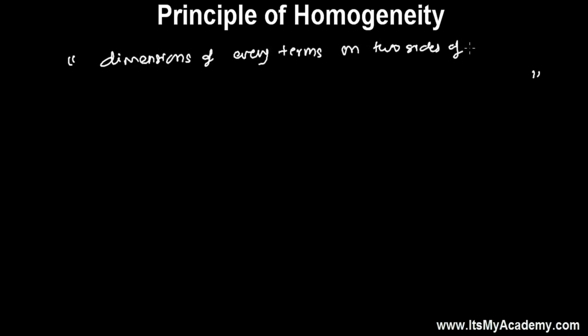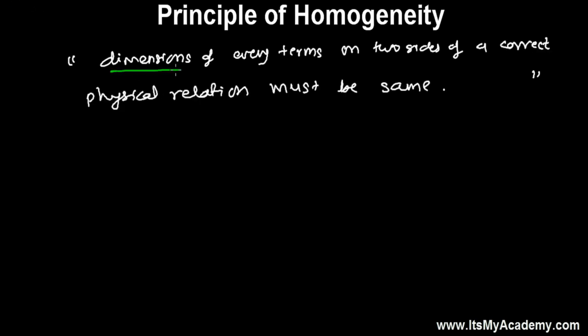Before learning the uses of dimensional analysis, we must know the principle of homogeneity. We use the principle of homogeneity while checking the correctness of an equation or relation. And what is the statement of the principle of homogeneity? It states that the dimensions of every term of a physical relation on both sides of the equation must be the same. Dimensions of every term on the two sides of a correct physical relation must be the same. That's the principle of homogeneity.